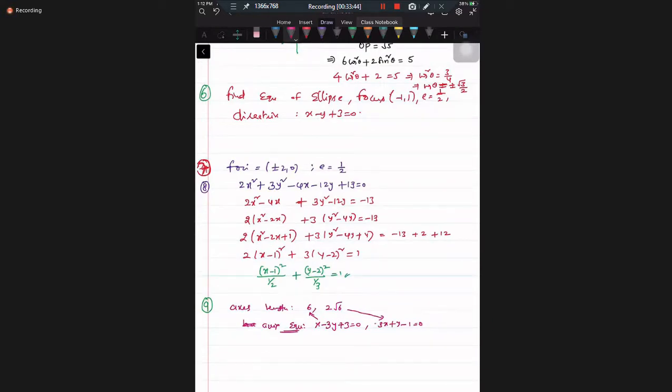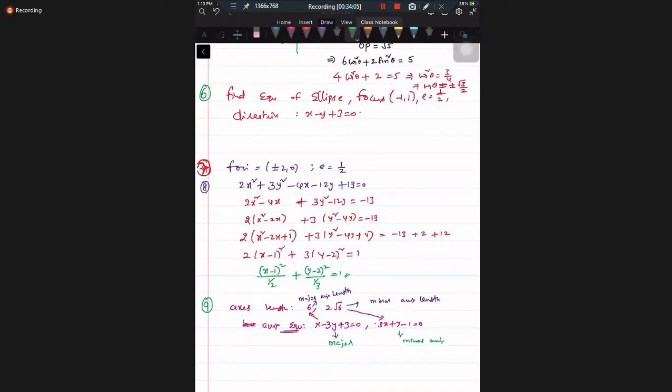Now tell me, which is major? Major will be 6, 2a equal to 6. Minor axis length, you are saying. This is minor length. So then this axis in your assumption should be major axis.